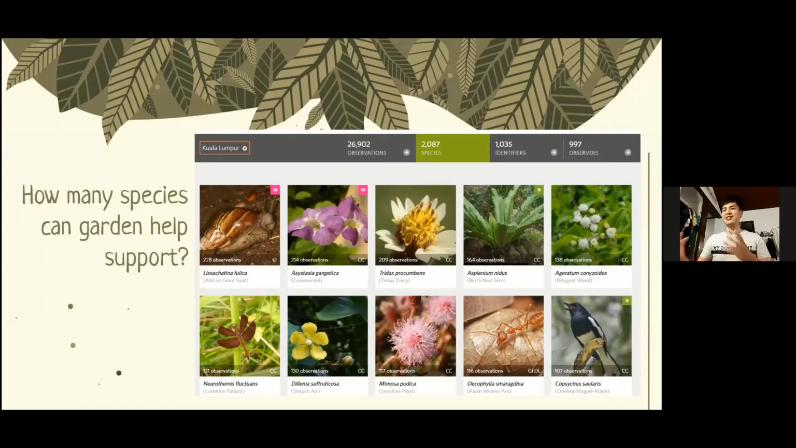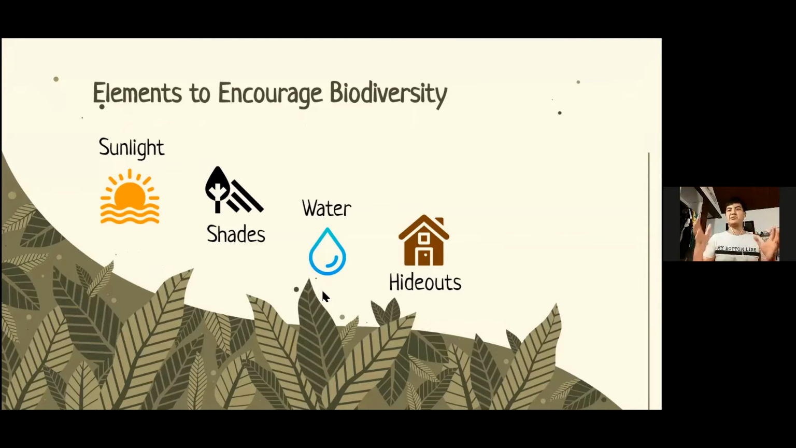And of course, if you are in an urban area, you can start by planting just one plant at your home. There are a few elements that we can add to our space, our home, to encourage biodiversity. The most important thing definitely is sunlight. Without sunlight, you can't plant anything. And of course, when there is too much sunlight, some things cannot grow. That's why we need shades. Shades will create a moist space for some plants and animals, especially things like moss, ferns, and orchids.